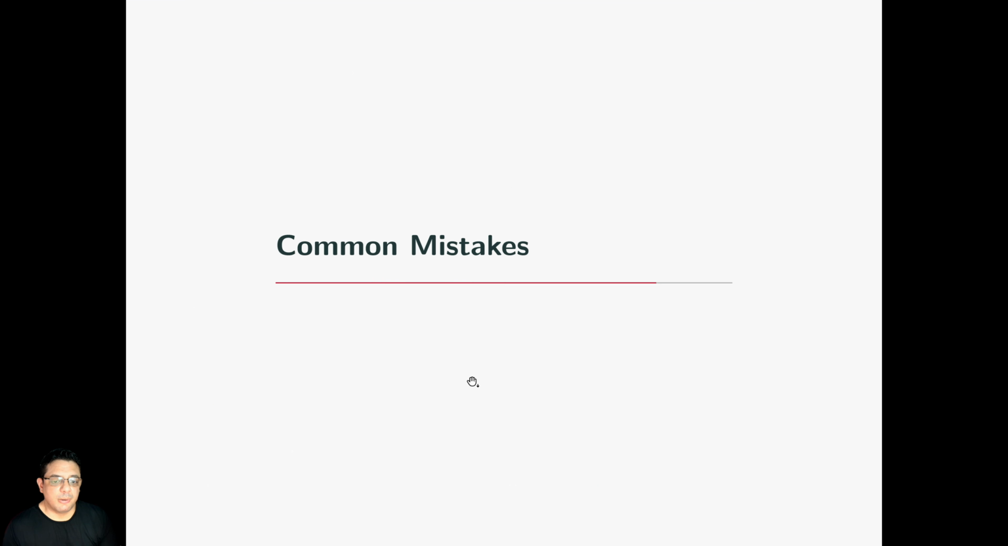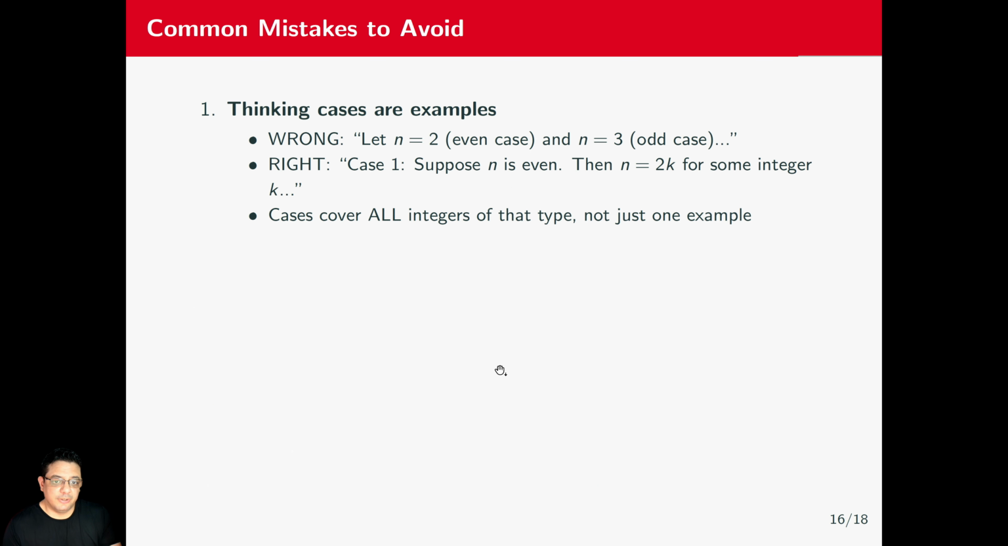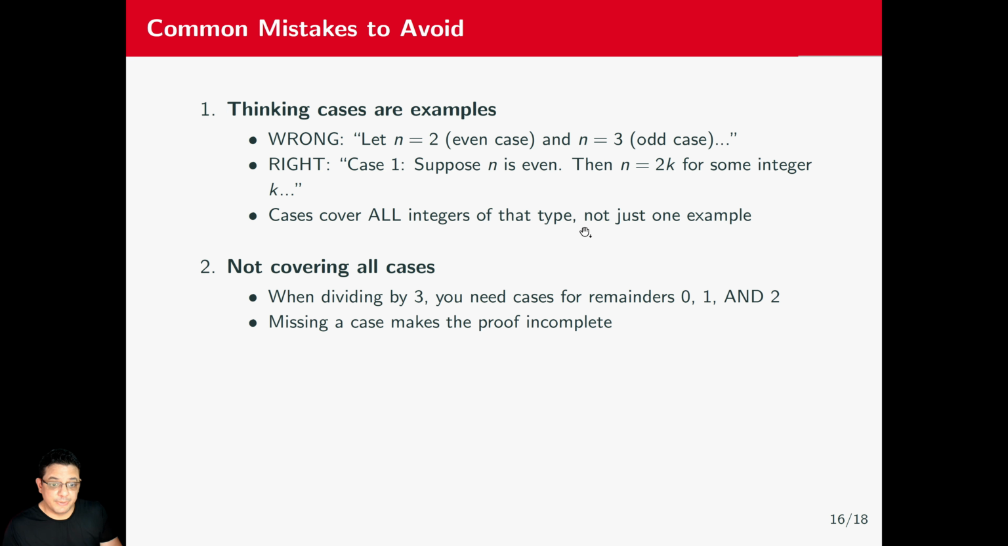Now, let's talk about some common mistakes that can happen here. You may be thinking that cases are examples. That's not what is happening. Like, for example, let n equal 2, which would be an even case, or n equal 3, an odd case. When you're just given values, that's not enough to prove. You have to prove it in the way like, suppose n is even, then n is equal to 2k for some integer, and same for the odds. You have to cover all the possible integers of a given type, not just one example.